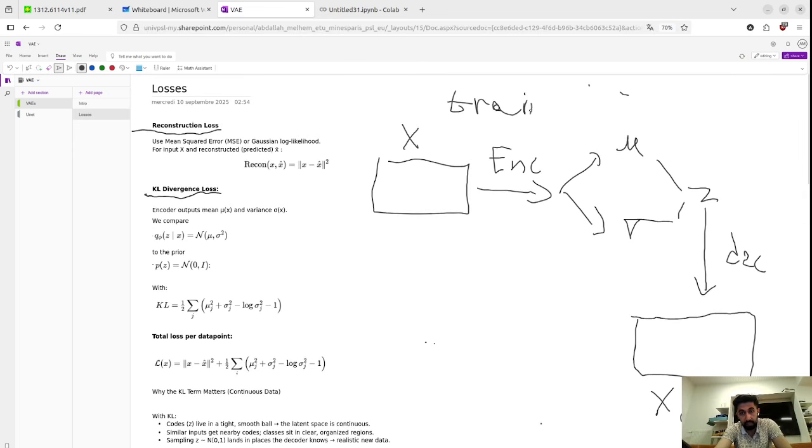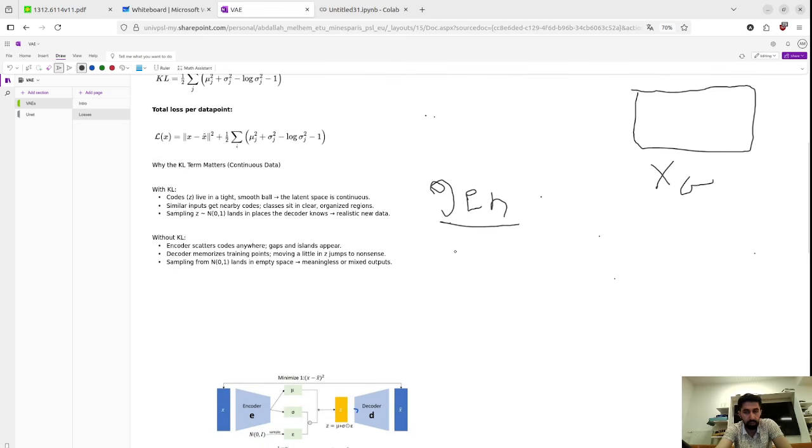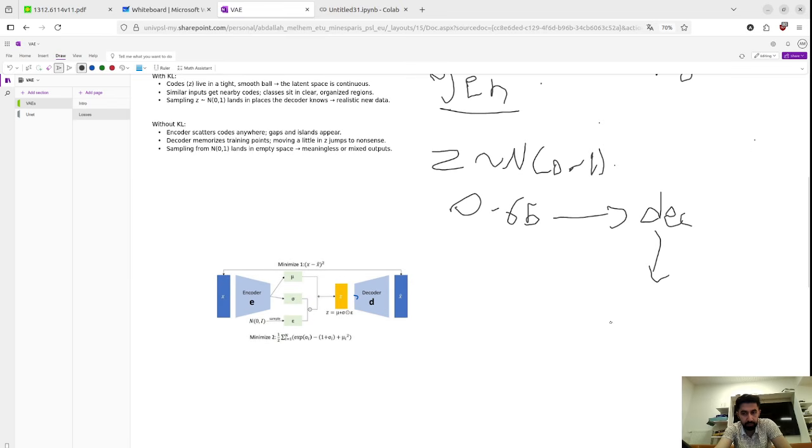After we finish training, when we want to generate images, we don't really use the encoder, we just use the decoder. So let's say in our generation, we take a Z, we sample it from N(0,1). So let's say we get a value of 0.65. This 0.65 is injected to the decoder, and the decoder would generate the image.